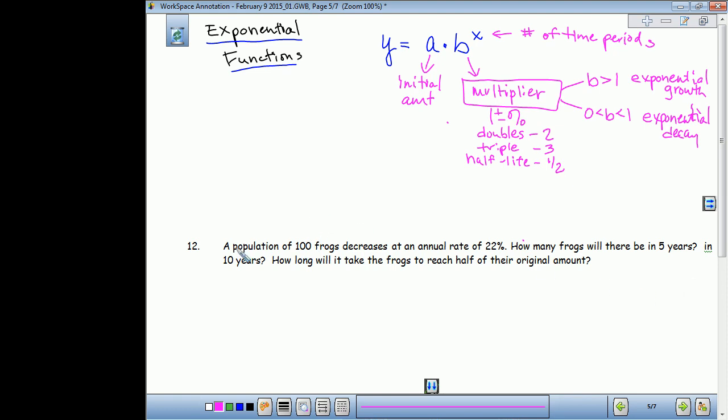Okay, so today our first one we're going to do is on the worksheet. It was the front page, number 12. It talked about a population of, we're going to change it because frogs is not popular today, turtles. Sure. Population, 100 turtles. 130. Is that better?